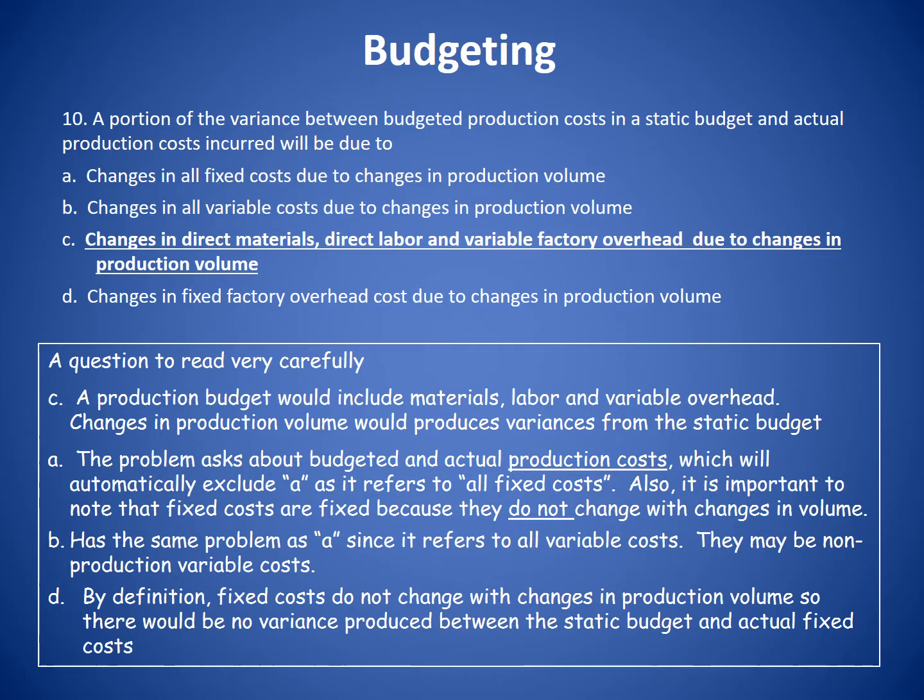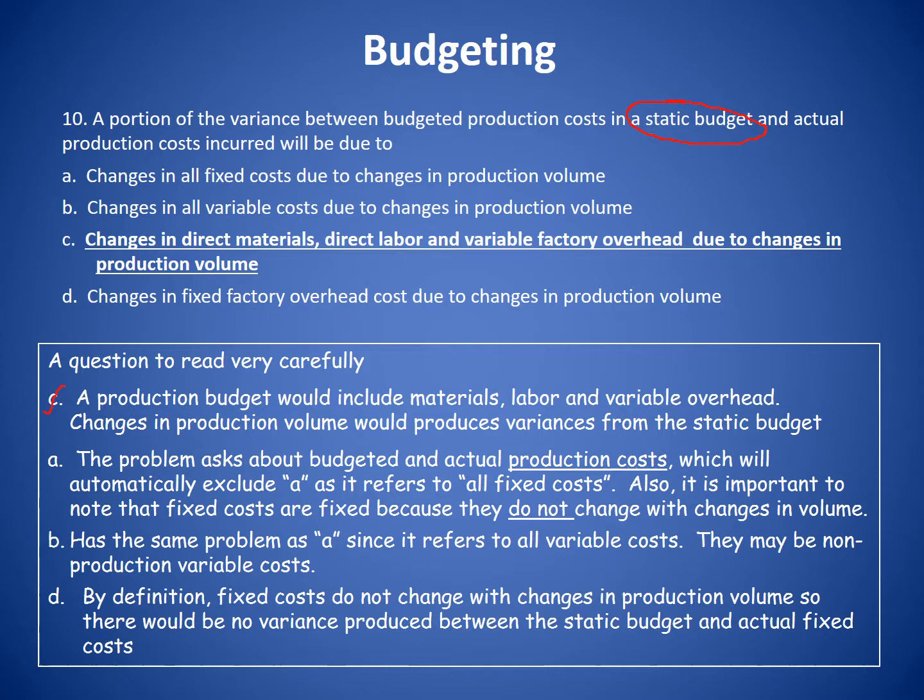Okay, number 10. A portion of the variance between budgeted production cost in a static budget and actual production cost will be due to, and the answer is C, changes in direct materials, direct labor, and variable factory overhead due to changes in production volume. When we refer to a static budget, it's a budget that was created at a specific volume. Therefore, at other volumes, that budget may not be entirely accurate, and the reason for that is because we have variable costs. So C is the correct answer.